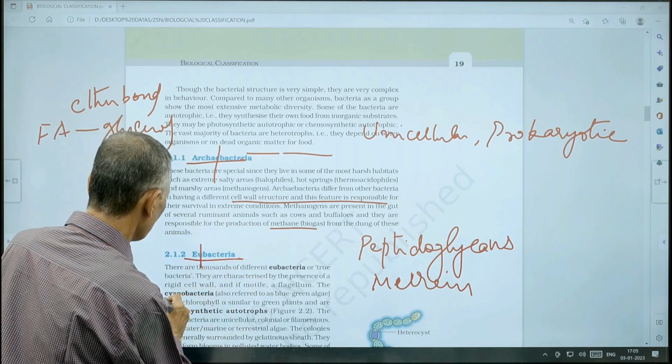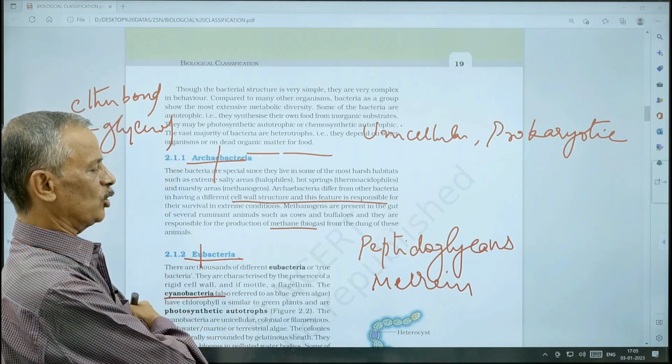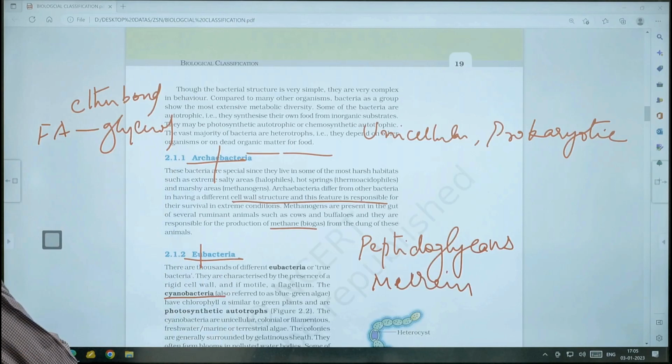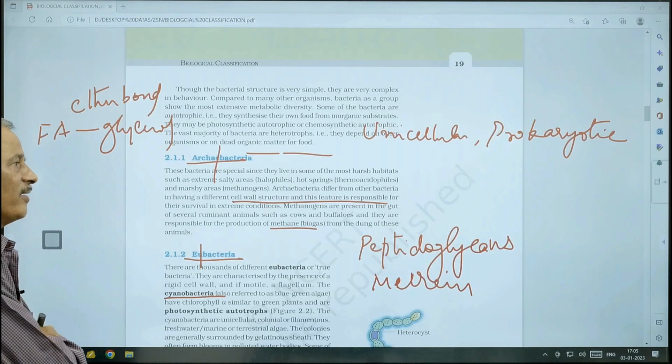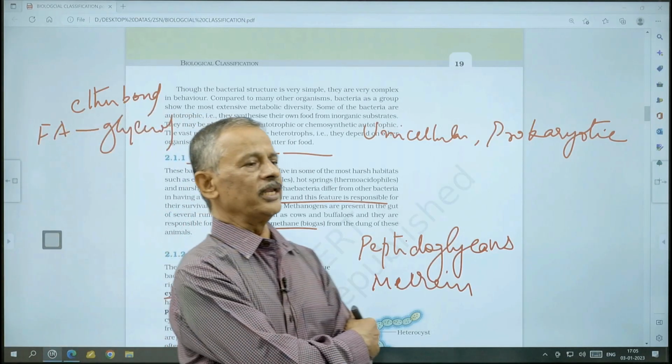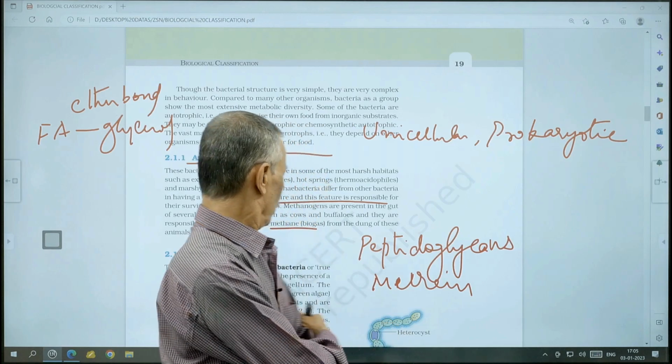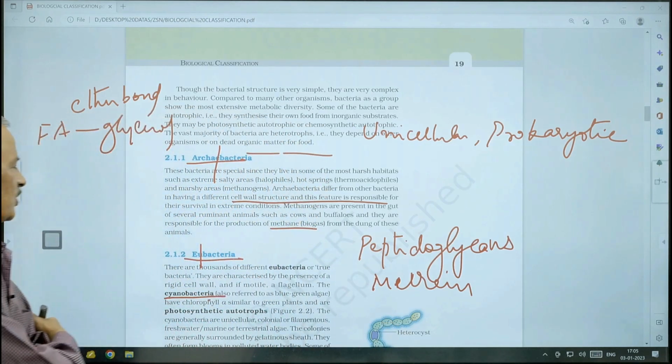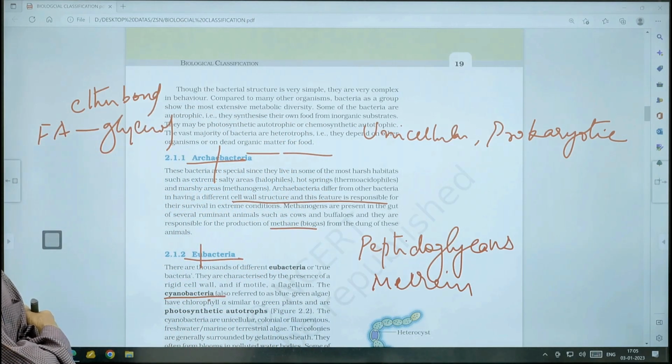One type is cyanobacteria. Cyano means blue-green. They were all showing some resemblance to the algae. So we thought that they were all algae, and so the name blue-green algae or cyanobacteria is given to them. But we now understand that they are all different. What are the similarities?